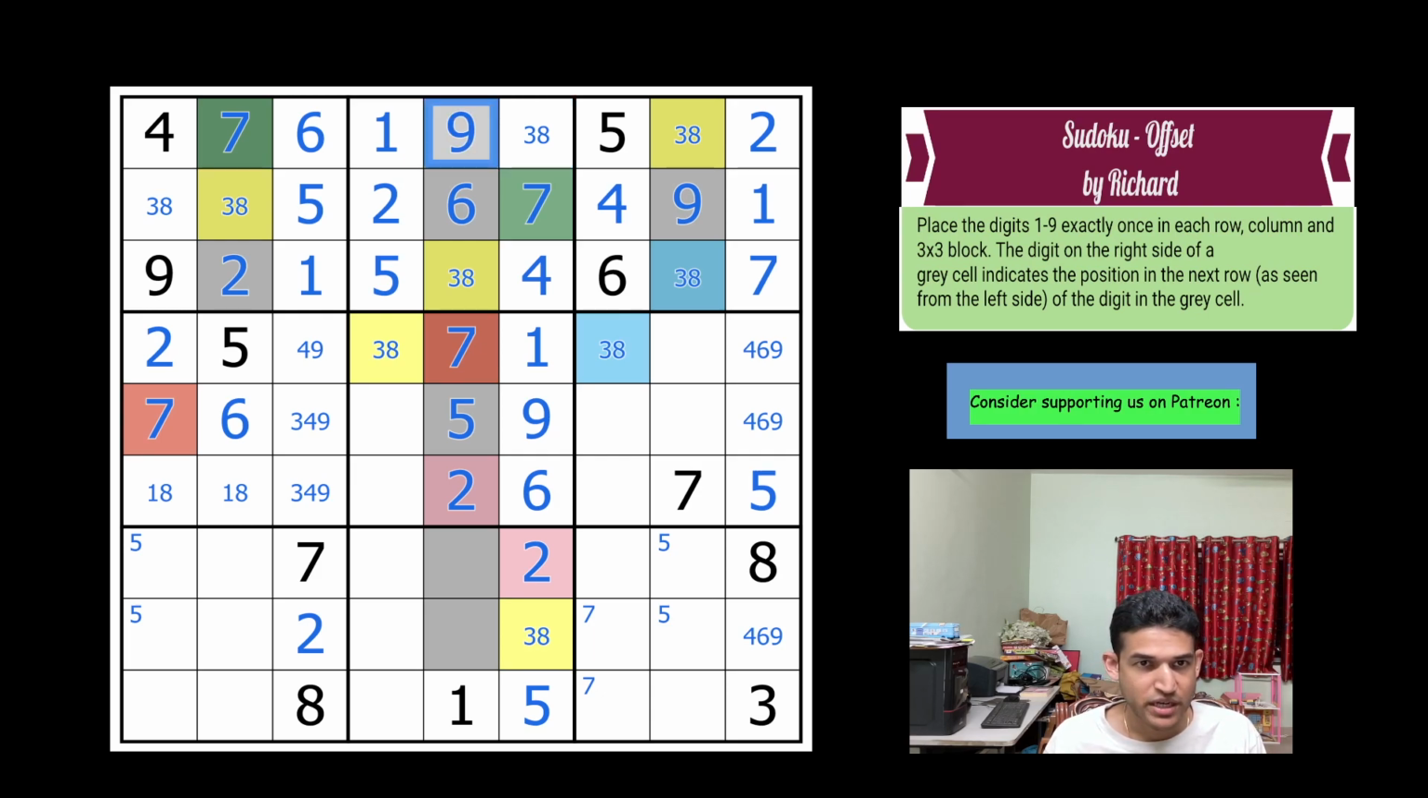9 goes here. And 9 is in the 8th cell from that in the next row. So this will be 8. This will be 3. This will be 3. All the yellows are becoming 3s now. This is 8. This is 8. The blues are 8s now. Okay, excellent. 2, 3, 5, 7, 1, 6 and 9.